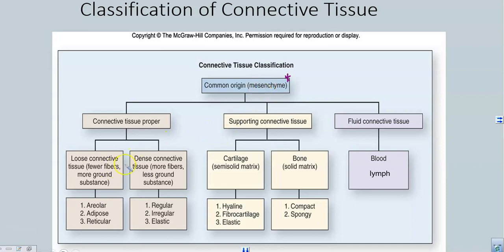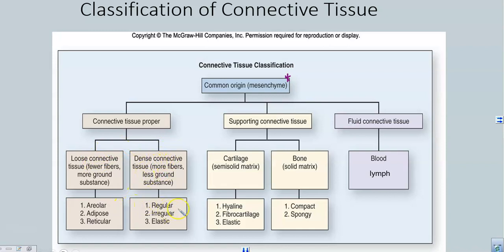So we're going to go through each of these types, and they're divided by their functions, but also more by what they're made up of. In the lecture video, I talk about the fibers and ground substances. So you can see that connective tissue proper is going to have two different kinds, loose or dense. If they have just a few fibers, they're loose connective tissue. If they have lots of fibers and not a lot of ground substance, they're going to be dense.